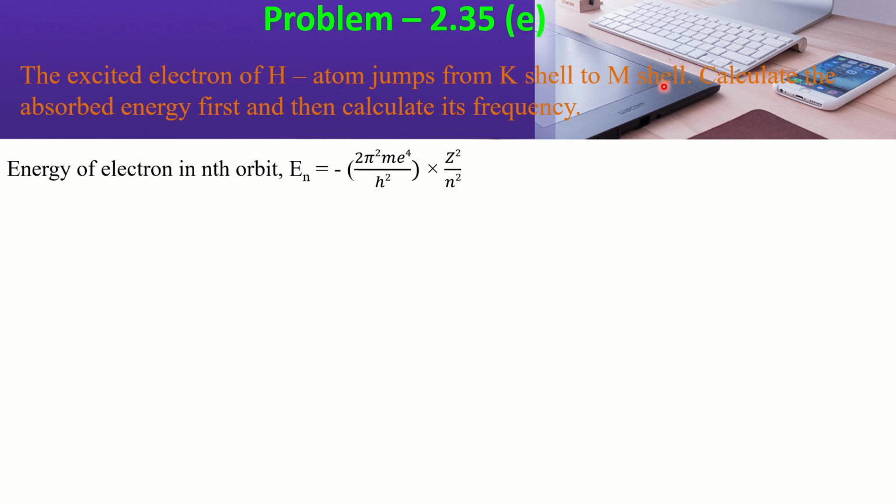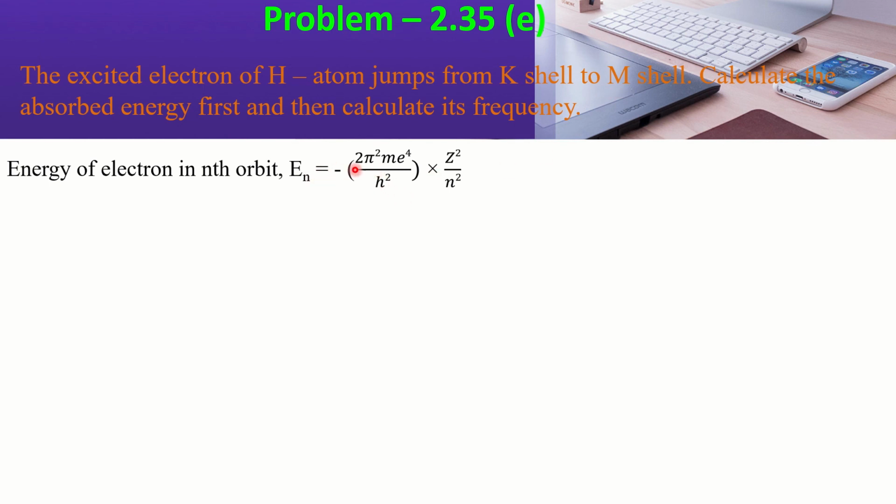When the electron jumps from the K shell to the M shell, the electron will absorb some definite amount of energy. The value of this energy will be the difference of the energy of these two shells. So after calculating the energy of both shells, if we subtract the energies, then we can get the absorbed energy of the electron. Here, by using this formula, we will calculate the energy of the K shell and the M shell.